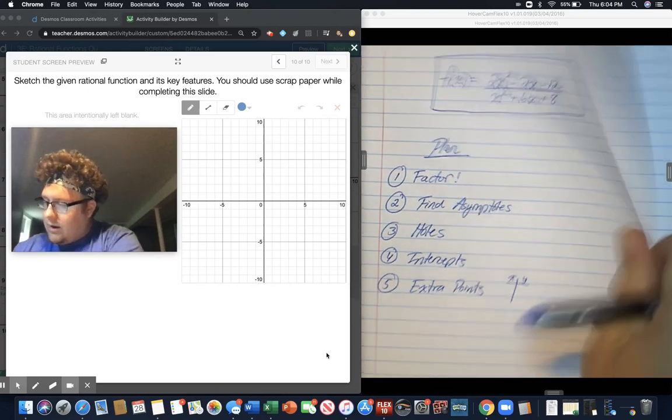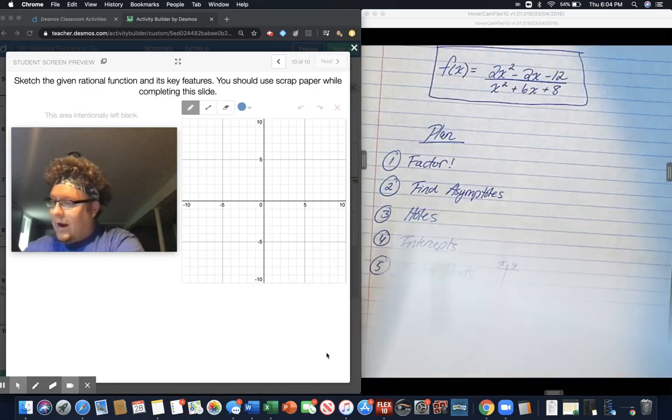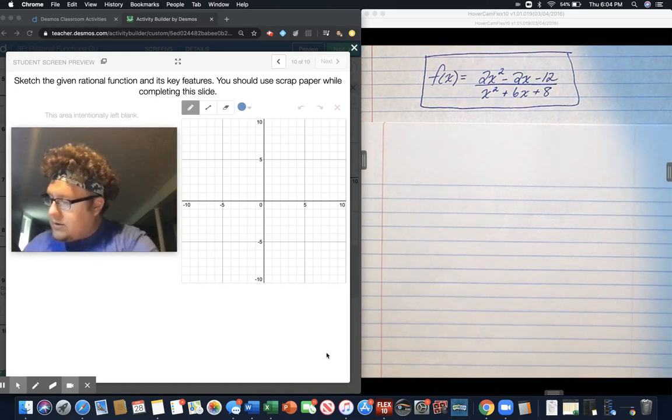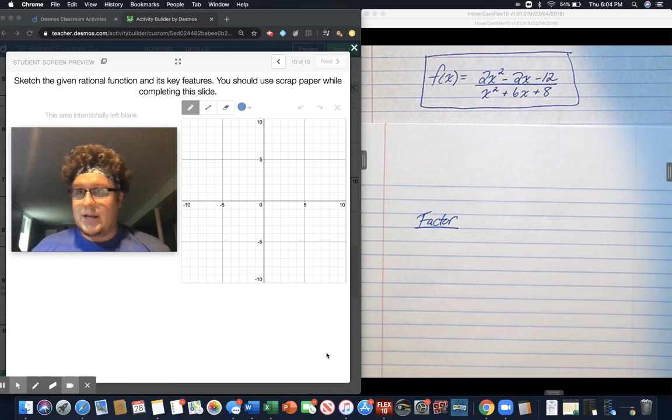I do have to keep the function visible, but I'm going to hide our plan so I can show you step by step. So number one is going to be to factor. Now I suggest that you try and pause the video right now, do it on your own, and then you can watch me, fast forward, do whatever you will with the video. If you want to give it a try right now, pause it and factor.